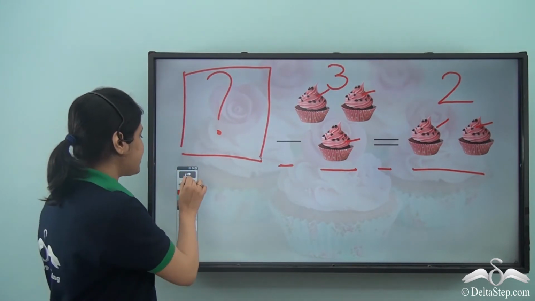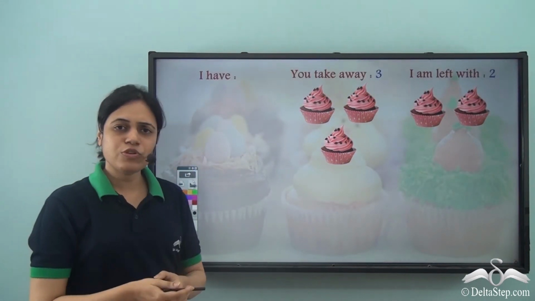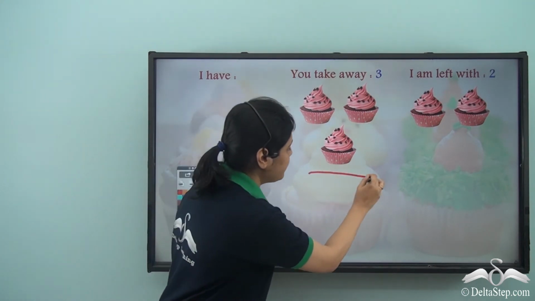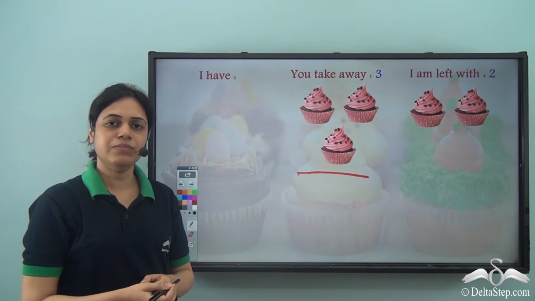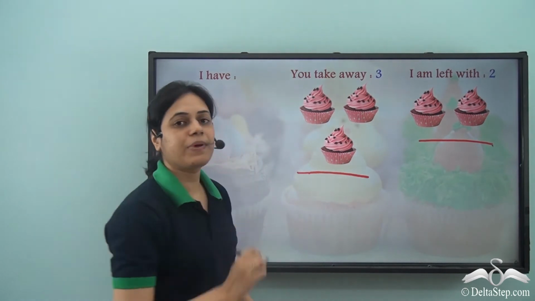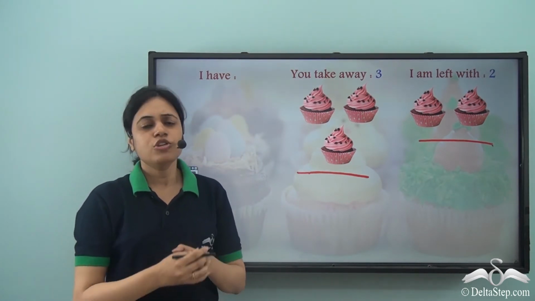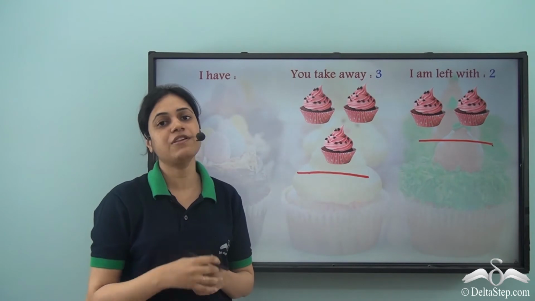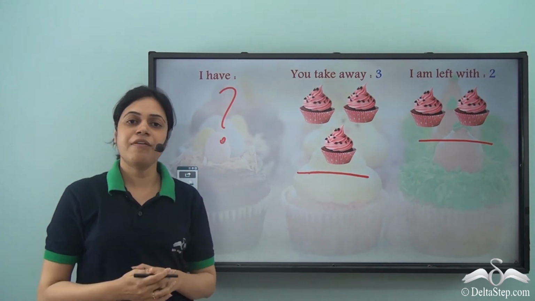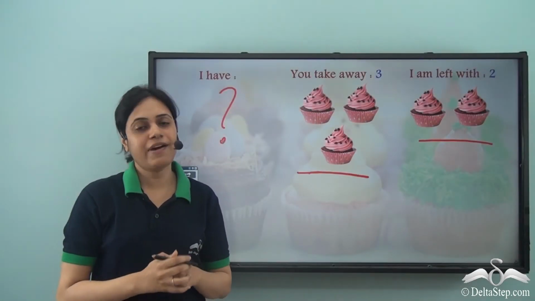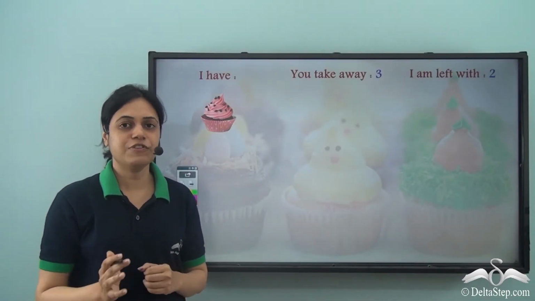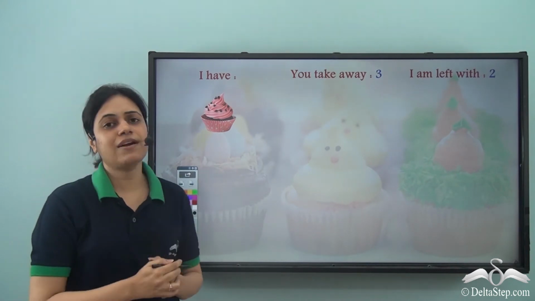Or I can say that suppose I have some cupcakes. You take away 3 cupcakes from me, but even after that, I have 2 cupcakes left with me. So how many cupcakes did I have in the first place? So how can I find that? Let's see. Suppose I have 1 cupcake only in the first place and you take away 3.